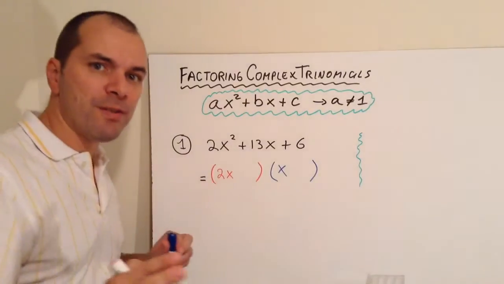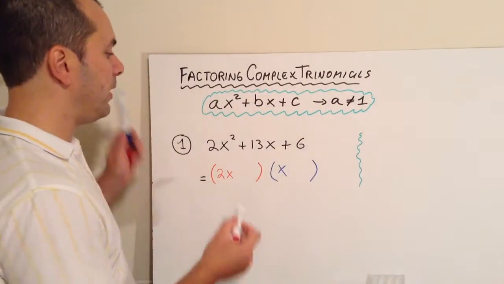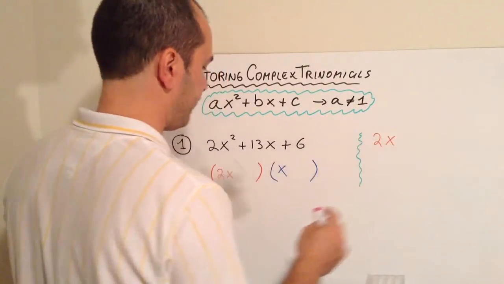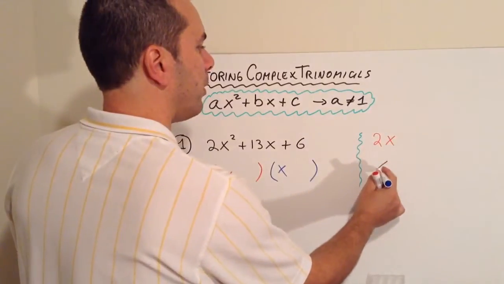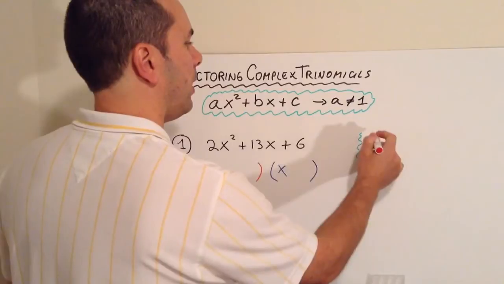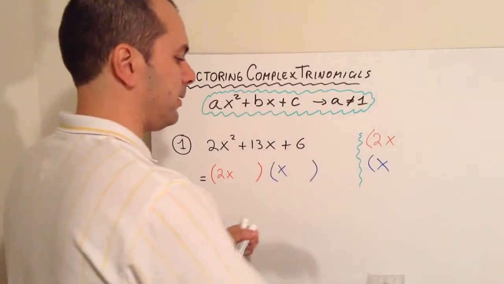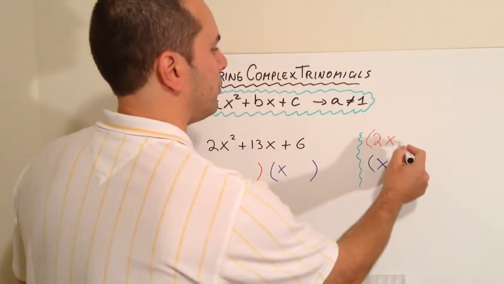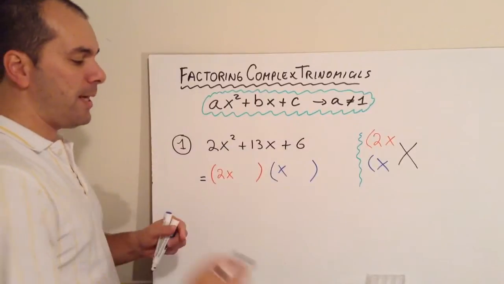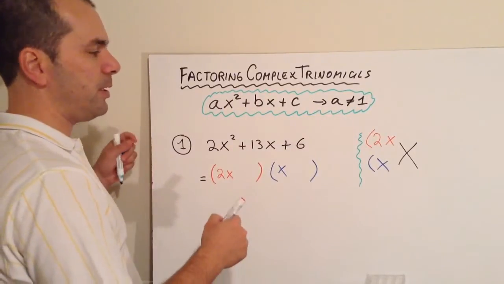So you may remember from our first video how we do this in the trial and error method. It's going to be like this. I'm going to put my first bracket on top, 2x, and my other bracket on the bottom, x. So that's going to be my left bracket and my right bracket. Then I'm going to do a little cross to remind me that I need to check by cross multiplying to get my middle term. And now I say, okay, what if I put here in the red bracket, 2 and 3.